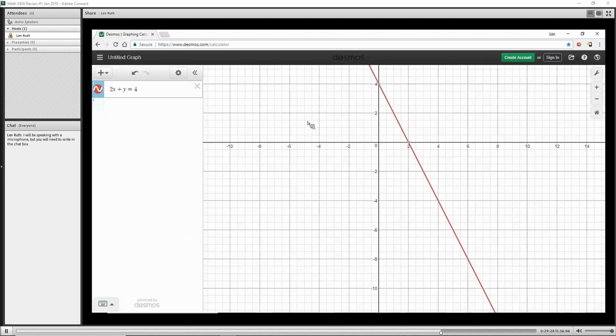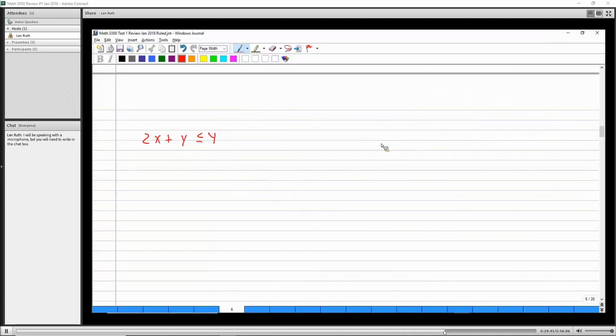What I like to do is, unless the origin's on the line, I like to test the origin. Let's see where the origin is. So the origin's that blue dot. I'm either going to shade on the blue dot side of the line or the opposite side. The way you can tell which side you want is you plug in the test point.